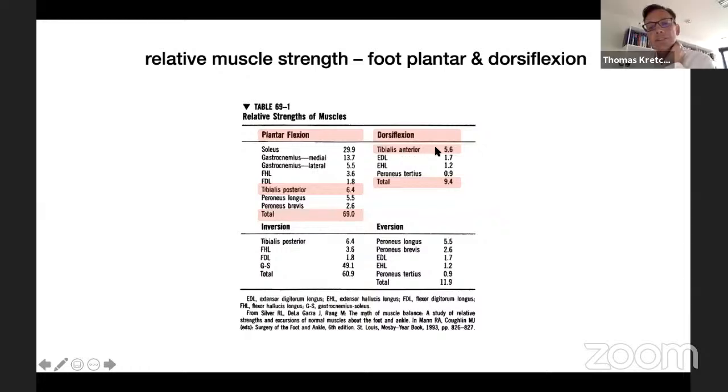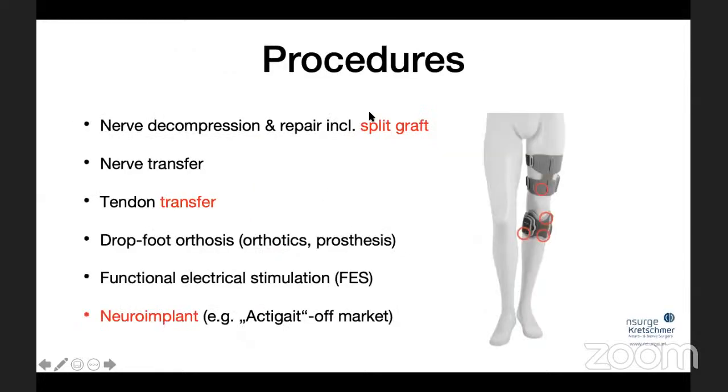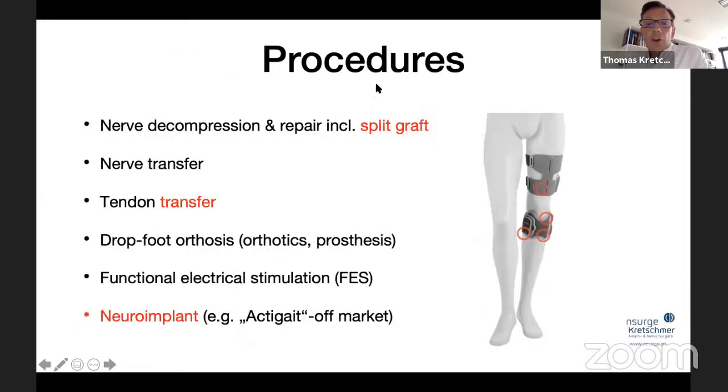And I find it quite interesting that actually for the tibialis anterior, you do not need that much power. It's almost the same as the tibialis posterior, which tells you that the tibialis posterior is an excellent muscle to substitute for the tibialis anterior. So if it comes to procedures, I think we will hear more about that. So this is just to remind you that it's not only about nerve decompression, repair.